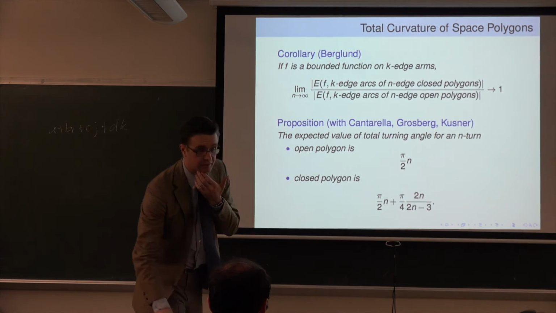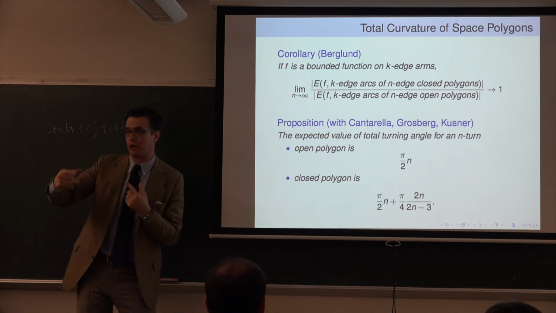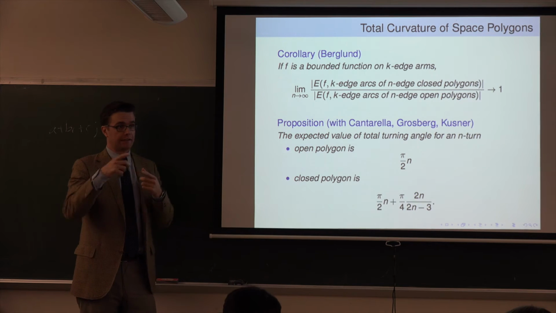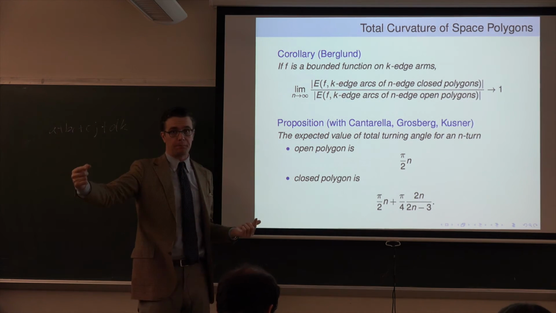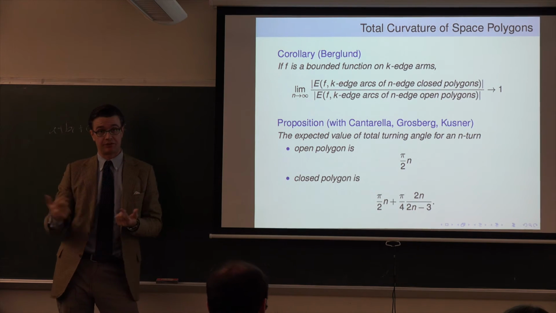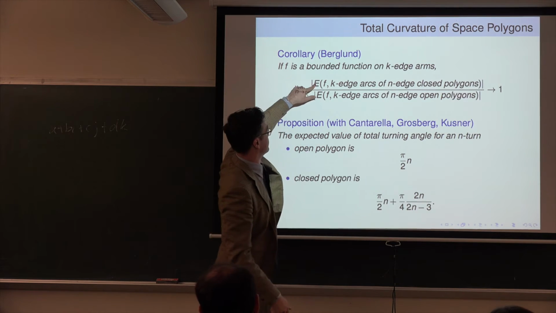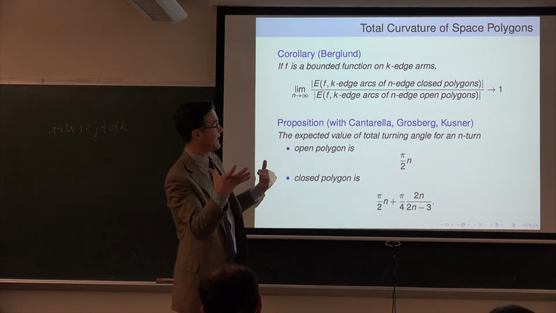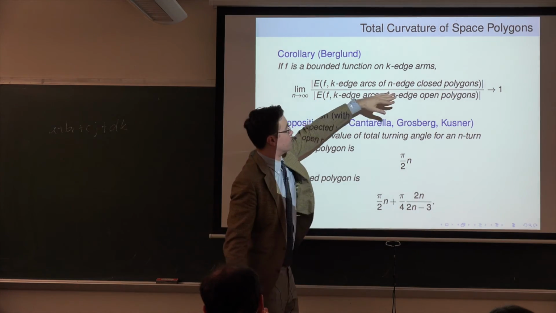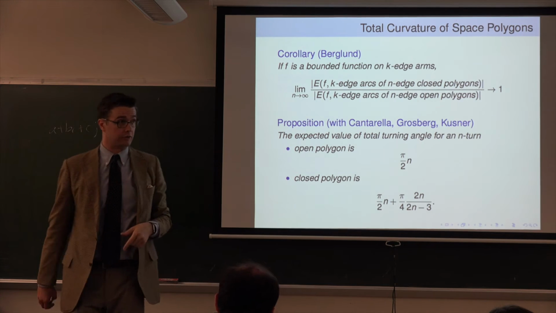And so in particular, what this tells you is that if you have some function on polygons that you're interested in that only depends on short arcs, you might as well just integrate over open things where you can probably figure out the answer because edges are independent there. So this is saying the expected value of some function that depends only on k contiguous edges, for closed things and for open things, the ratio has to go to 1 as n goes to infinity.